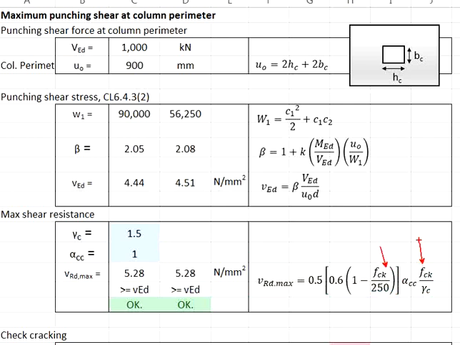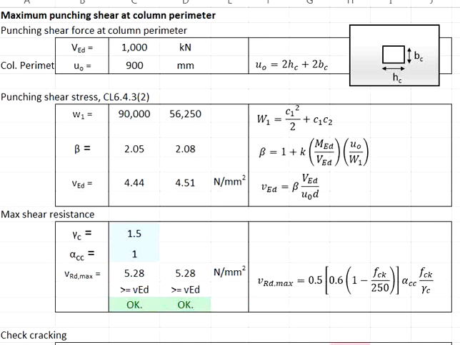FCK is given, which is 30. Alpha CC equals to 1.0. Partial factor of safety of the concrete is equal to 1.5. Then you get your VRD max equals to 5.28. Compare with the shear stress. The shear stress is smaller than the shear resistance, and then we know that the maximum punching shear is adequate.